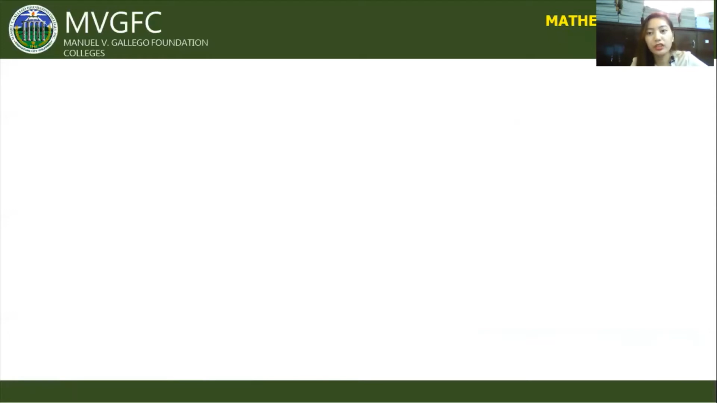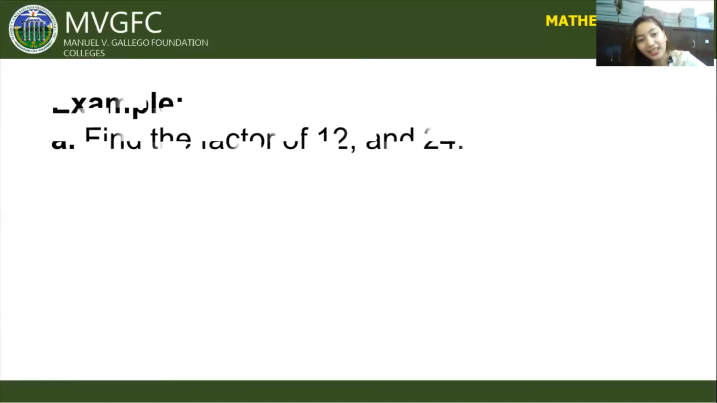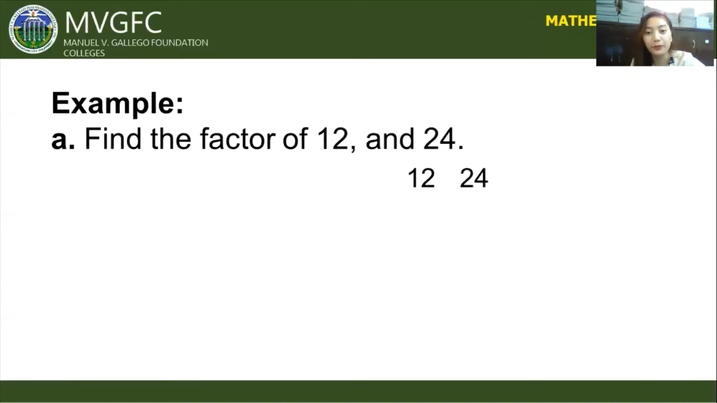we can actually use the long division method. So again, this is one method for producing the prime factorization of a natural number. So once again, let's have the example in finding the GCF of 12 and 24. So the first thing you need to remember in the long division method is we need to find the greatest common factor of 12 and 24. So think of a smallest prime number that the two given numbers are divisible by.